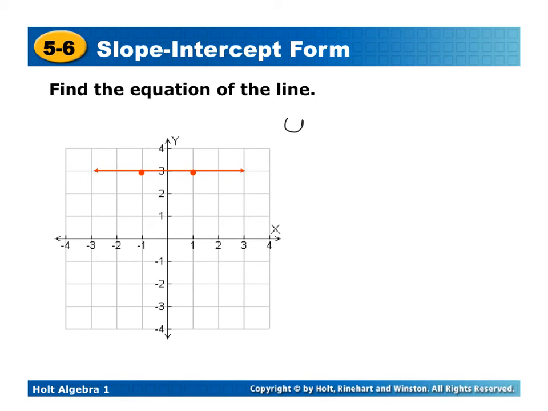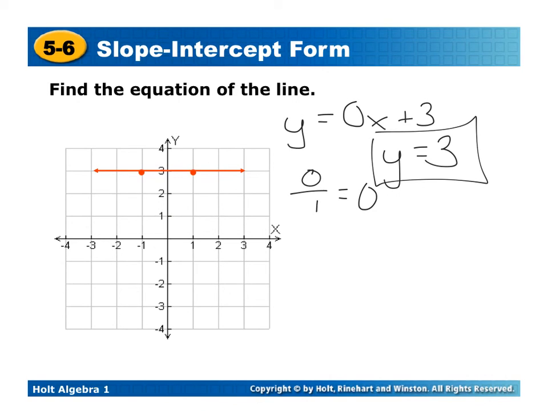Same thing here, so we have y equals, my y-intercept is 3, so we have x plus 3. Now here, my rise is 0, my run is 1, which is the same thing as 0. So this becomes 0x plus 3, but since 0 times anything is 0, my equation actually just simplifies to y equals 3.